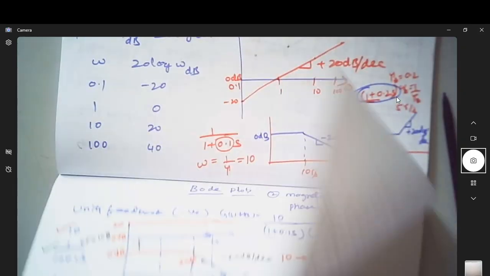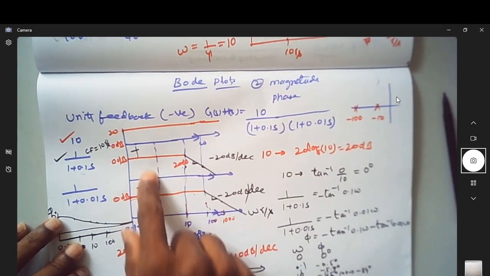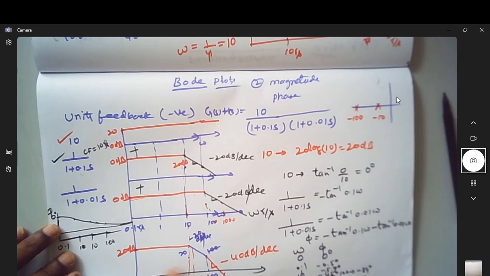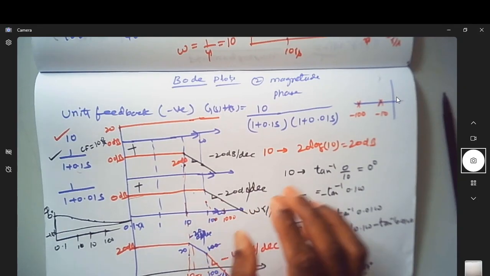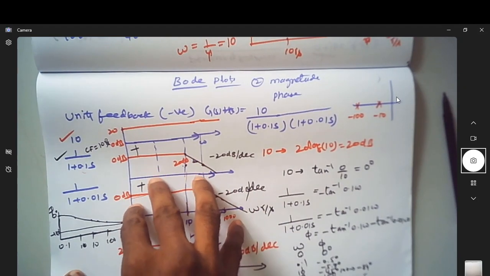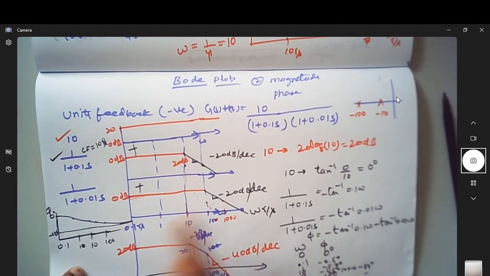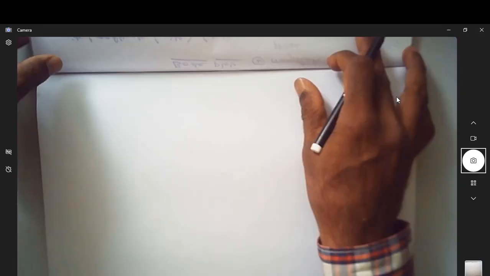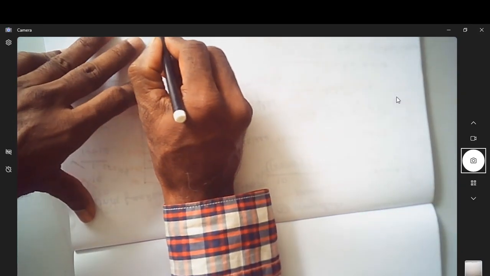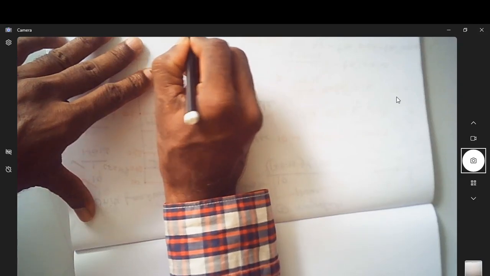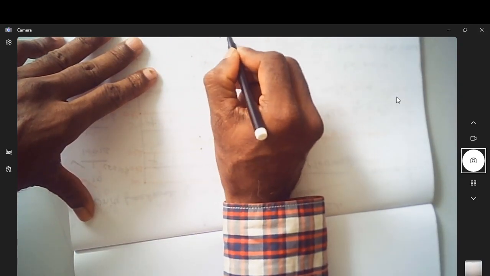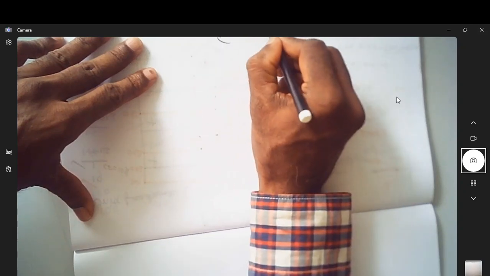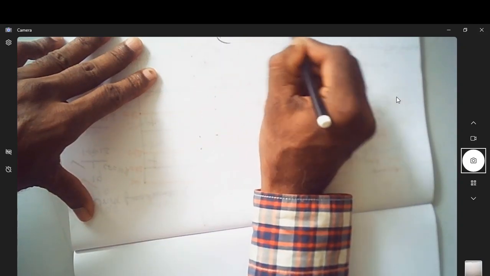Okay. So now we know that you are writing the individual plots and then adding it up and doing all those things. Let us find out. Let us redraw the same transfer function, not by writing the individual plots, but with some other technique. So let me again take the same transfer function, G(s) into H(s) is actually 10 by (1 plus 0.1 s) and (1 plus 0.01 s).